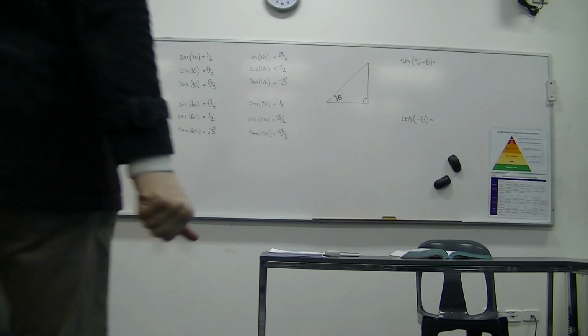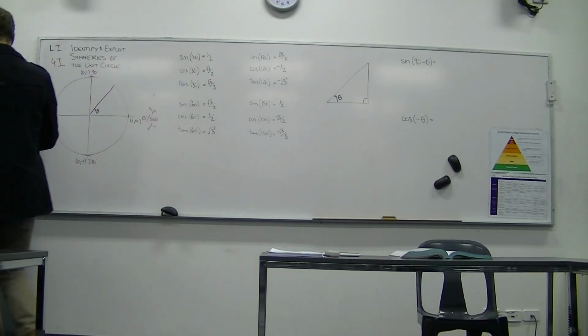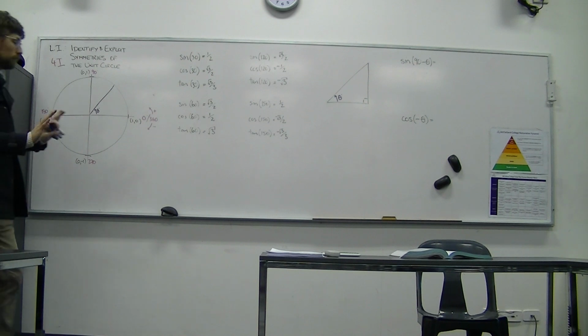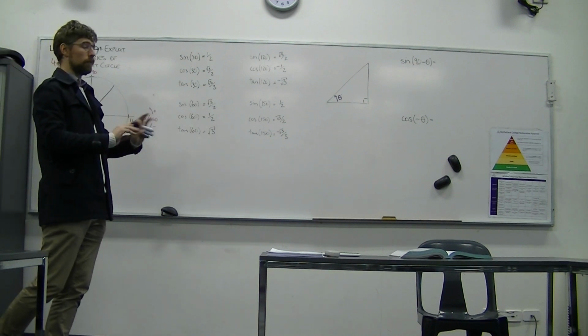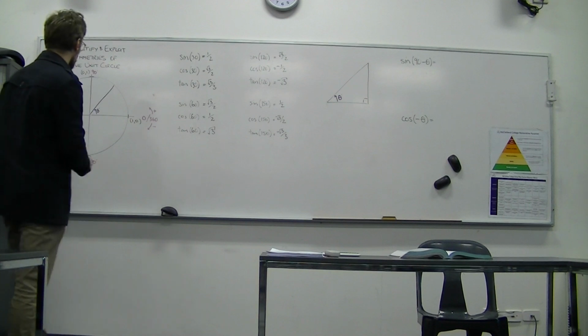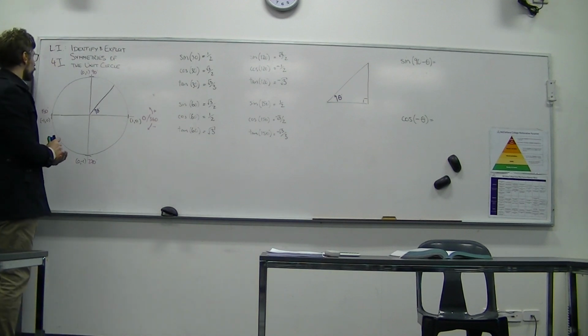Okay, identify and exploit symmetries of the unit circle. The further down in math you go, the more symmetries you can find, the better, because it saves you a whole lot of thinking a lot of the time. So, what's a unit circle?